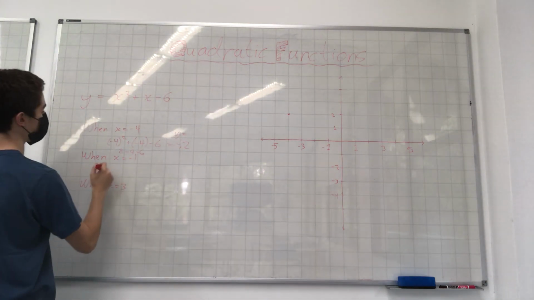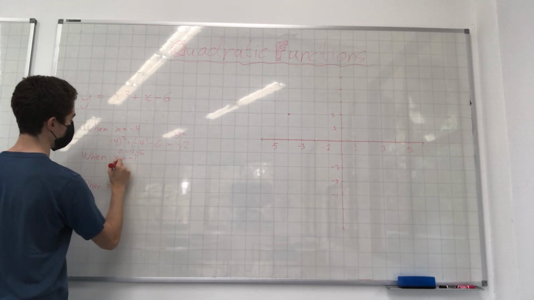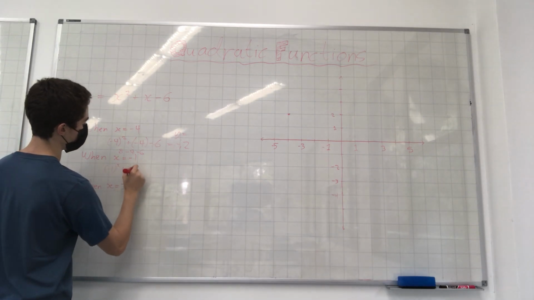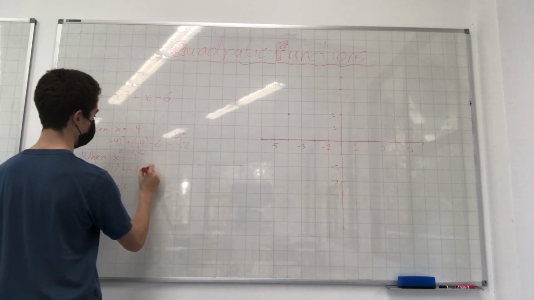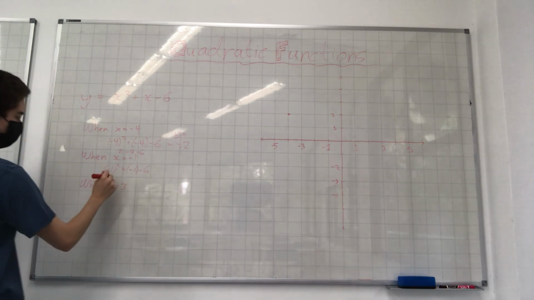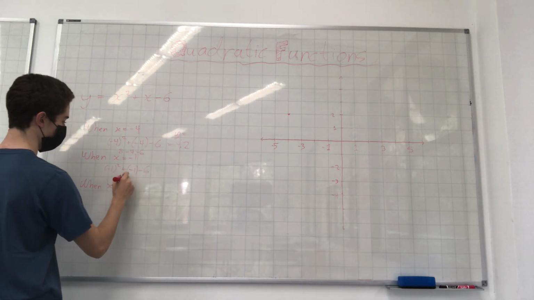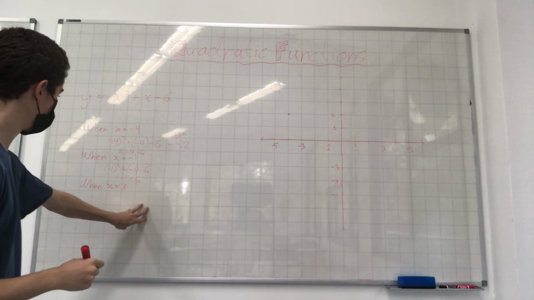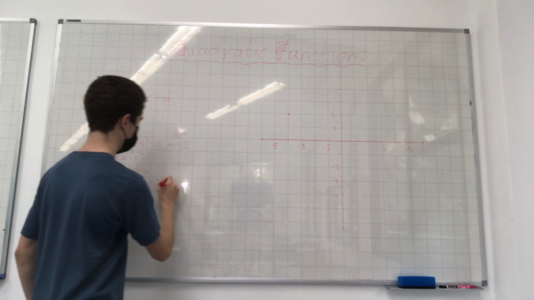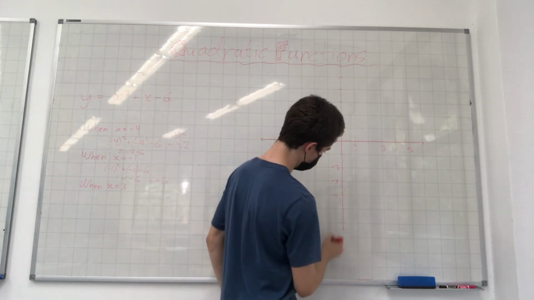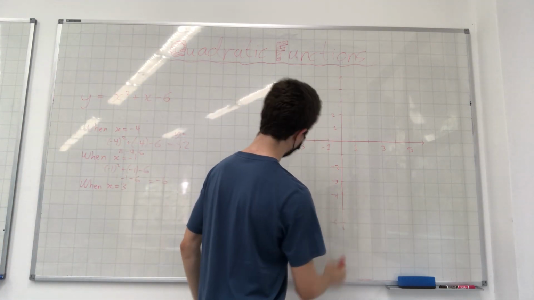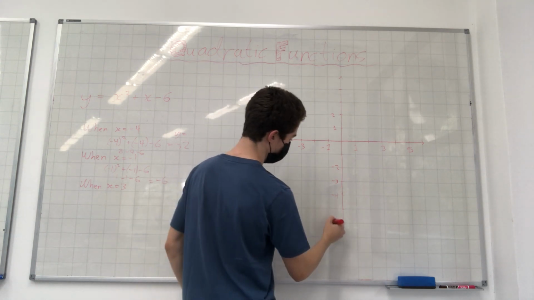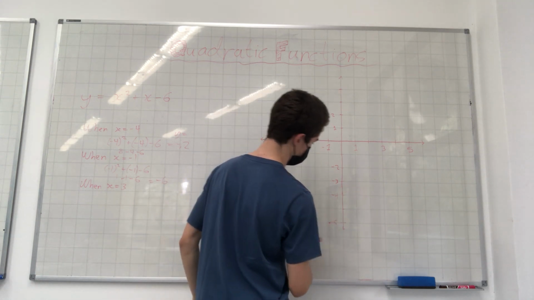Next point, x equals -1. Plug it in, squared. Again, we already went over how this works in the last video. 1 minus 6 gives us -6. Which is all the way down here. Look, we almost don't have room. When x equals -1, y equals -6.